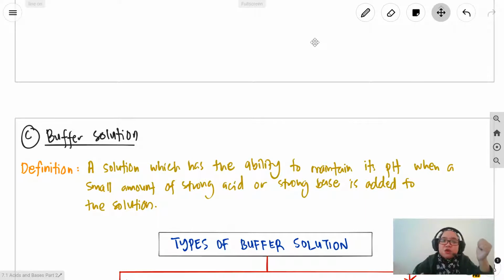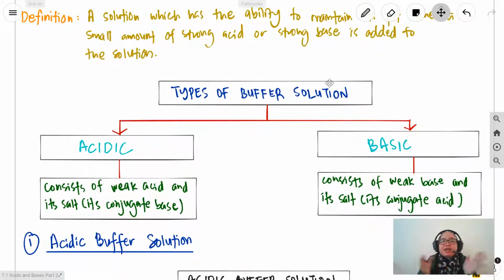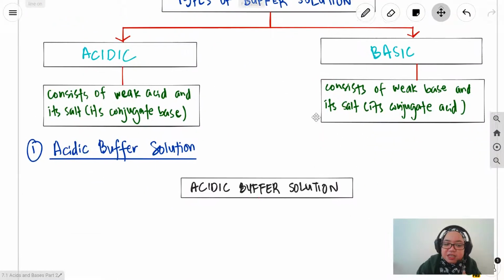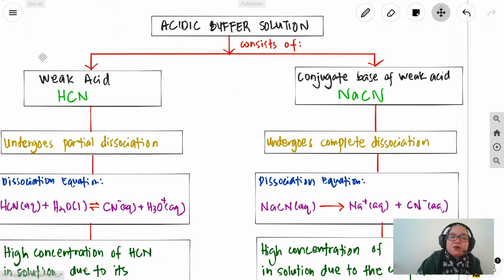First of all, we are going to look at the types of buffer solution. Basically, there are two types of buffer solution: acidic buffer solution and basic buffer solution. The acidic buffer solution consists of a weak acid and its salt, which is the conjugate base. And the basic buffer solution consists of a weak base and its salt, which is the conjugate acid. Let's look at the acidic buffer solution first. As you know, an acidic buffer solution consists of a weak acid and the conjugate base of the weak acid.